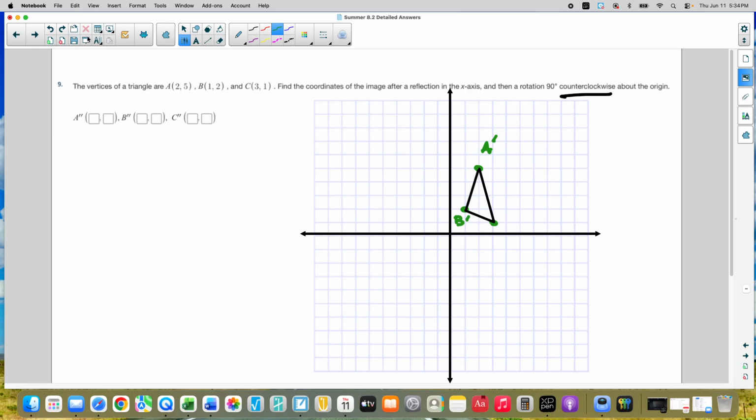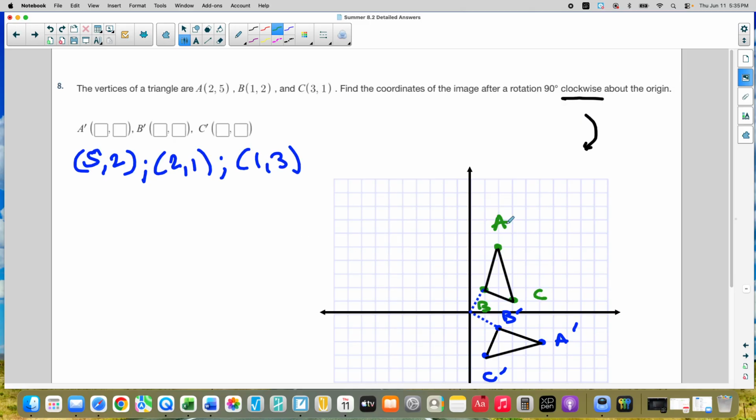Oop, not prime, sorry. That's just A. This is B. This is C. Did I do that with the other one? I did do it. A prime. Oh, no. Good. Yeah, that's good.